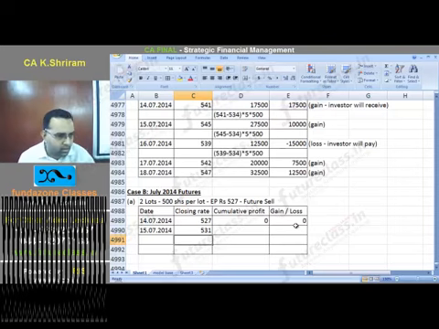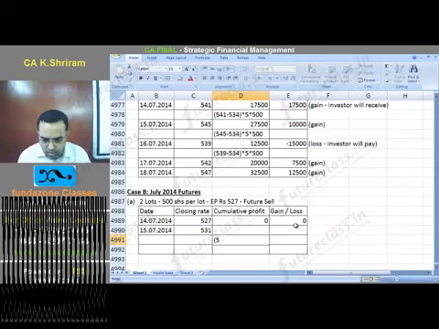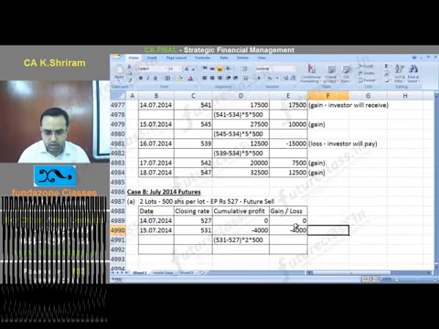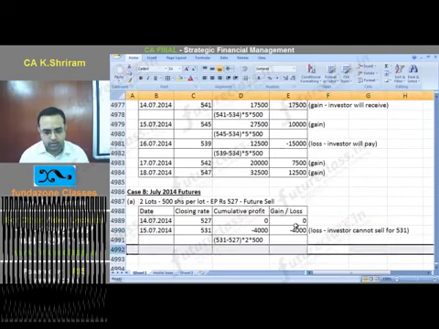He only has a future sell. To do that future sell, he needs a share, and for that share he needs to buy it, which is now expected at 531. So he will end up paying 4 rupees extra. So it is 531 minus 527 into 2 into 500, minus 4,000. It's a loss. The investor cannot sell for 531.